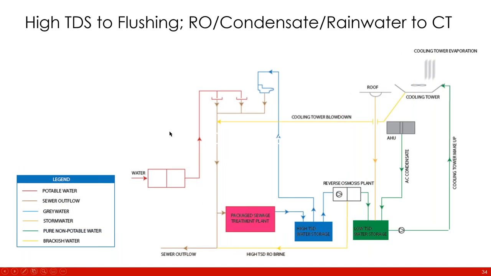If we add a reverse osmosis treatment to this scenario, we have potable water coming in from the city. It's used for our hand wash sinks, and then it goes to our packaged sewage treatment plant, and then that high total dissolved solids water storage is used to flush and for our hand wash sinks. And then we can use our reverse osmosis plant to remove total dissolved solids from the treated sewage effluent. And then we can use that in combination with our recovered rainwater, in combination with our air conditioning effluent condensate for our cooling tower makeup.